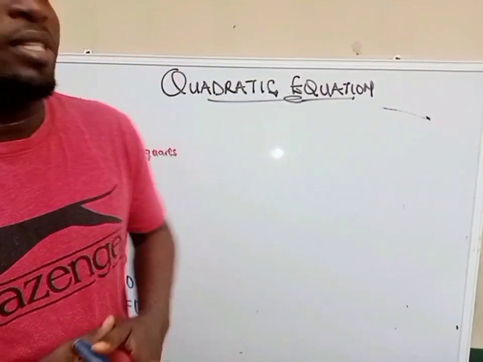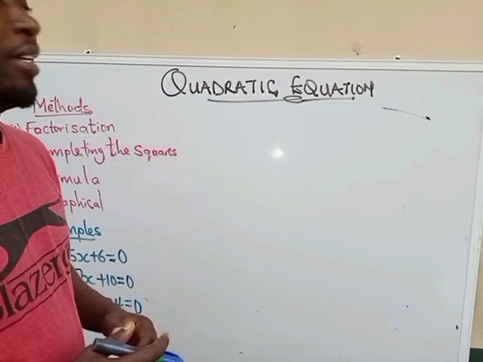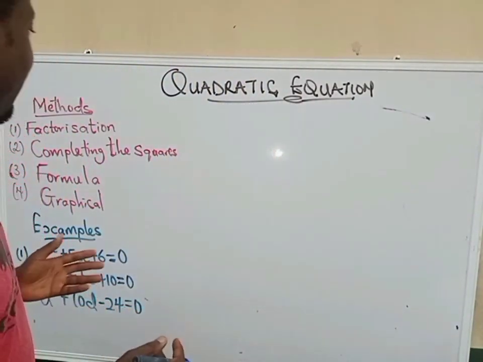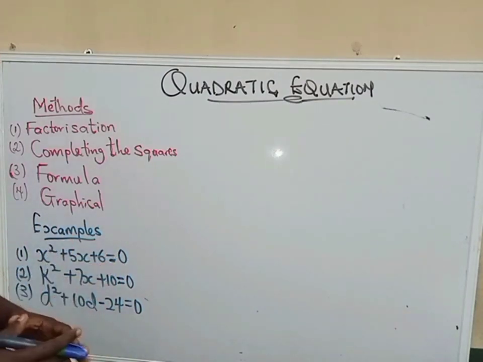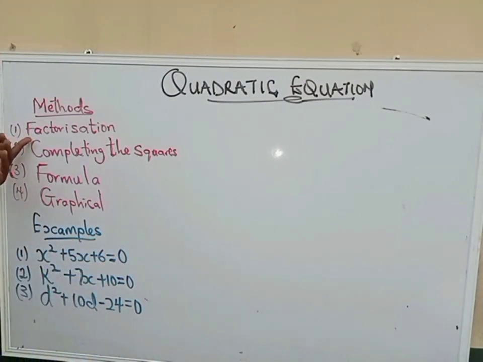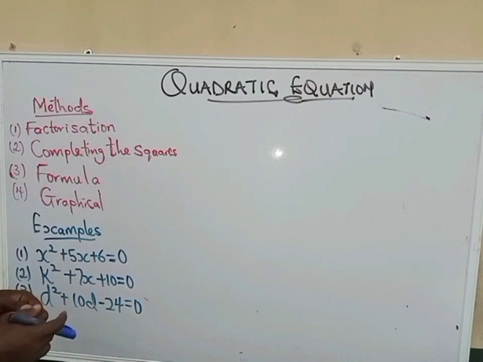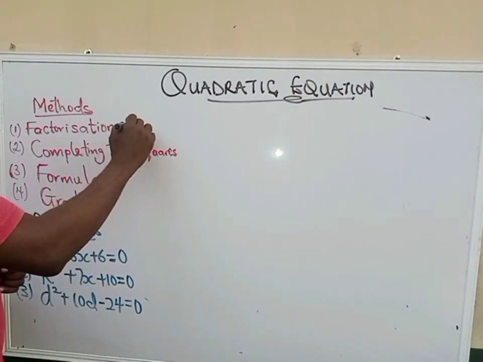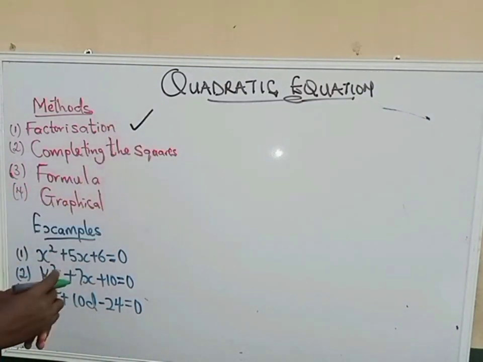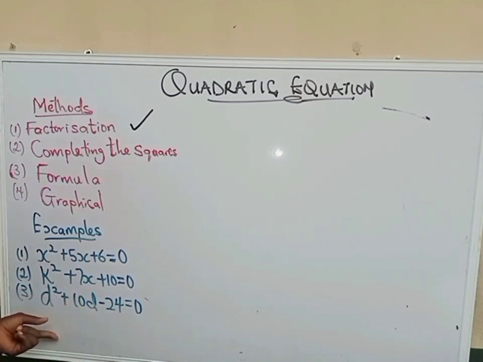In today's class we shall be looking at quadratic equation. We have different methods of solving quadratic equation. The first one is factorization, the second one is completing the square, the third one is formula, and the fourth one is the use of graphical method. Now today we shall be looking at factorization. So we are going to use factorization method to solve these examples.